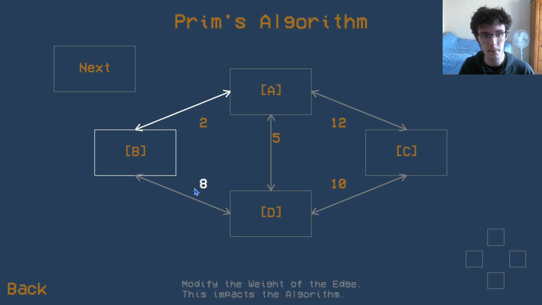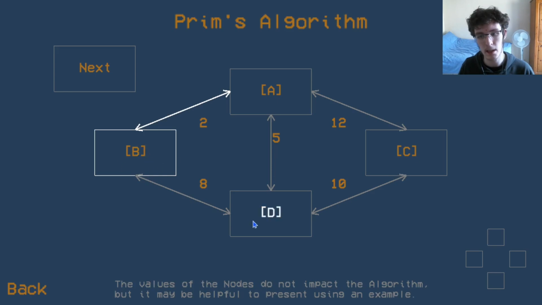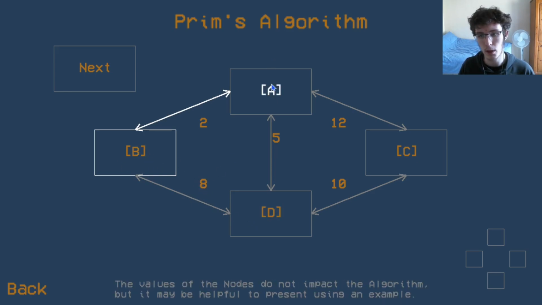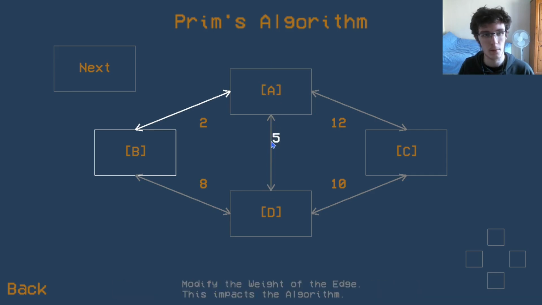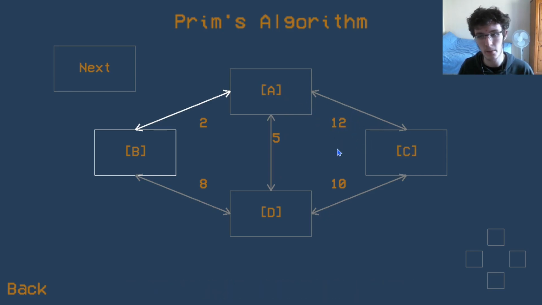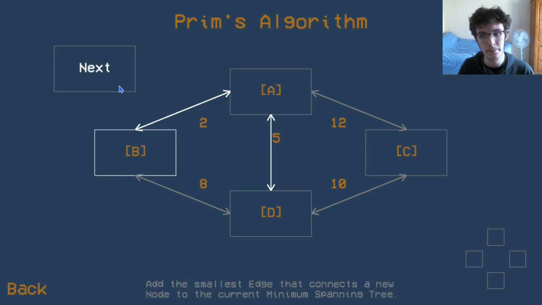We have this one again, connecting B to D with a weight of 8. We have this one here, connecting A to D with a weight of 5, and then this one here, connecting A to C with a weight of 12. Now we've got 8, 5, and 12. 5 is the smallest, so we're going to take this one.